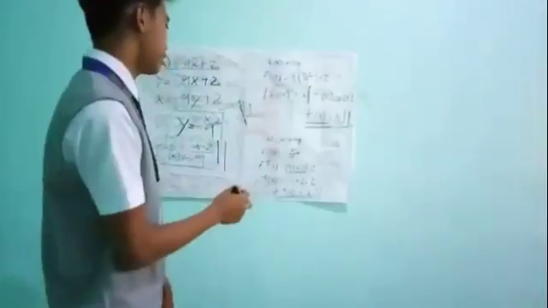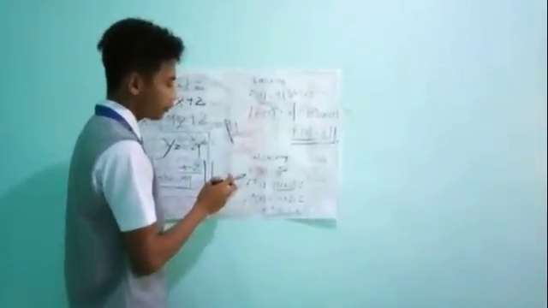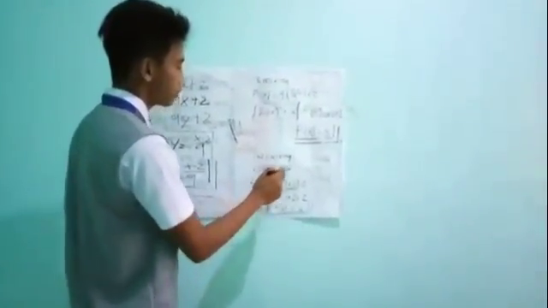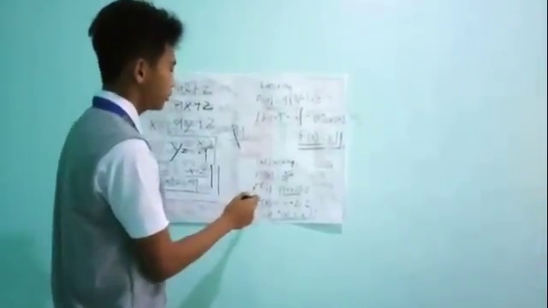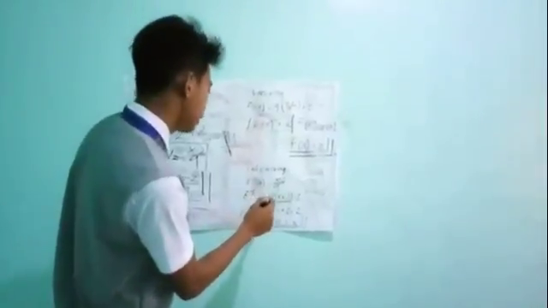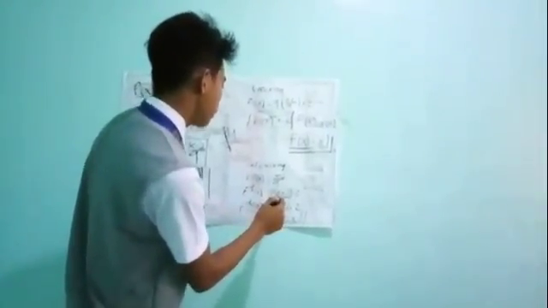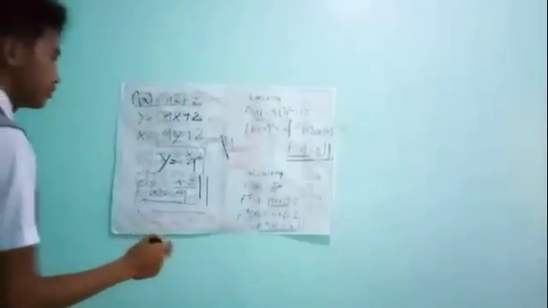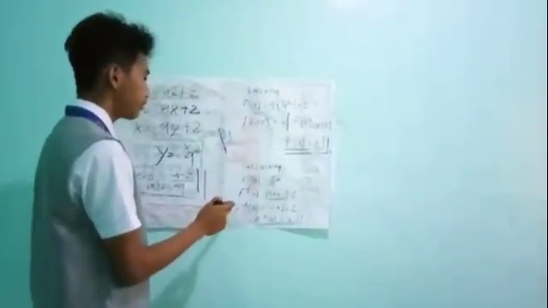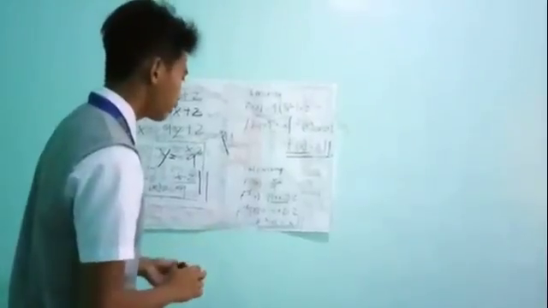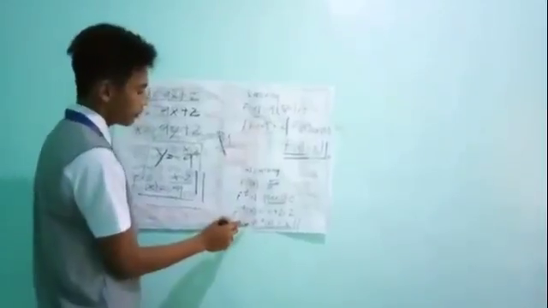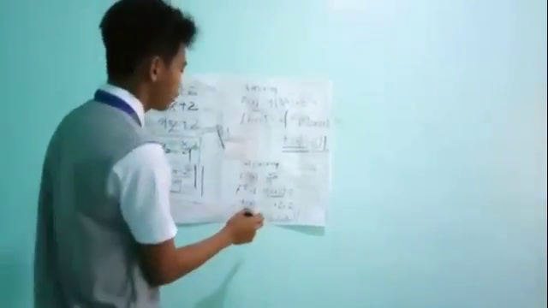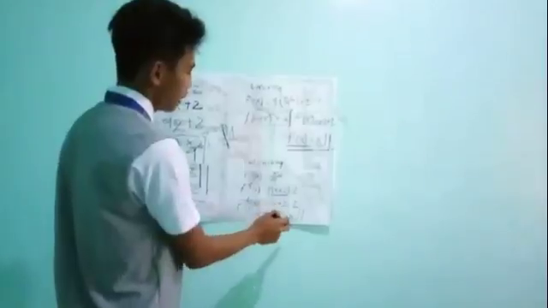Let's proceed to the second checking. f raised to the power of negative 1 of x is equal to x minus 2 over 9, and f of x is equal to 9x plus 2. So f of f inverse of x is x minus 2 plus 2. So the answer is f of f inverse of x is equal to x. So this is the topic of inverse function.